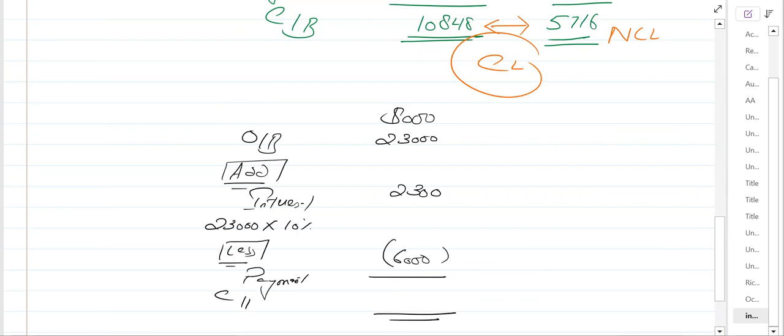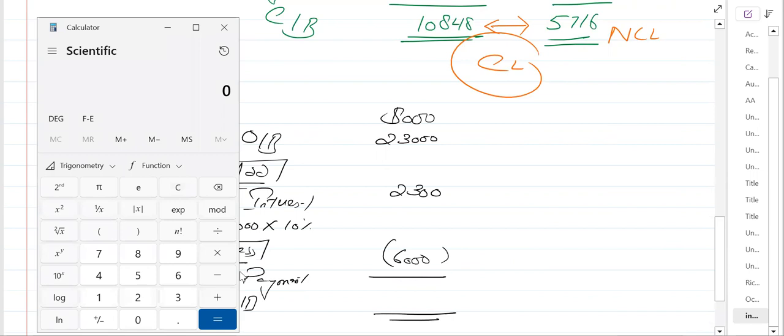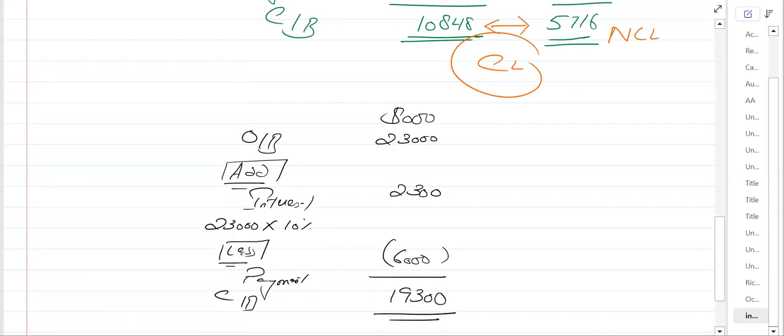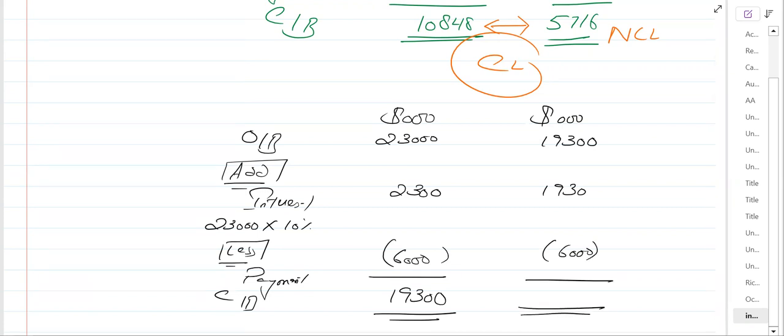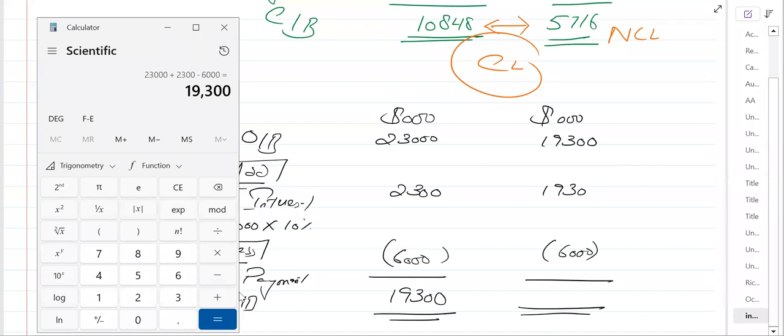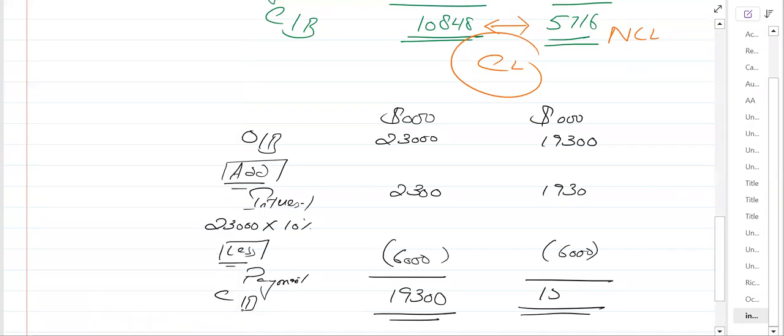So you get this as a closing balance. Again, using the calculator, 23,000 plus 2,300 minus 6,000. So you get 19,300 closing balance, which becomes the opening balance of the next year. And again, 1,930, which is the 10%, and then deducting the same payment again, 6,000, then you get the closing balance. So it's 19,300 plus 1,930 minus 6,000. It gives you 15,230.